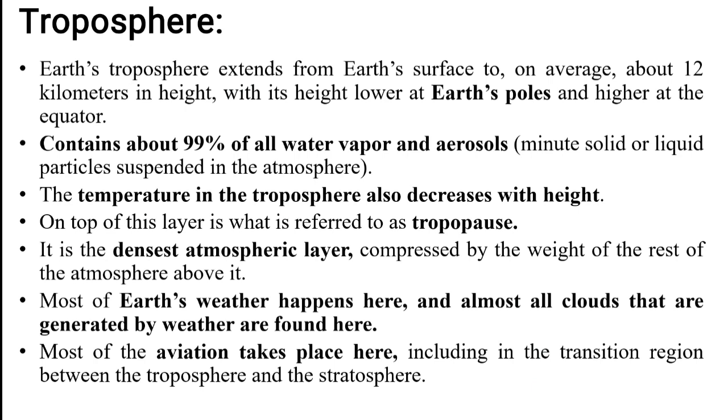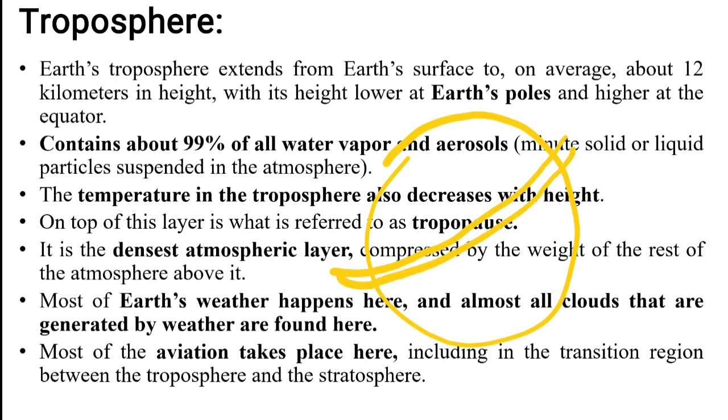So what is troposphere? Troposphere is the lowermost layer of the atmosphere. It extends about 12 kilometers in height, with height lower at Earth's poles and higher at the equator. So what is equator? Equator is an imaginary line around the planet. It divides the whole planet into northern hemisphere and southern hemisphere. So if this is the total earth, it is that imaginary line which passes through the middle of the earth, dividing the whole earth into northern and southern hemisphere.